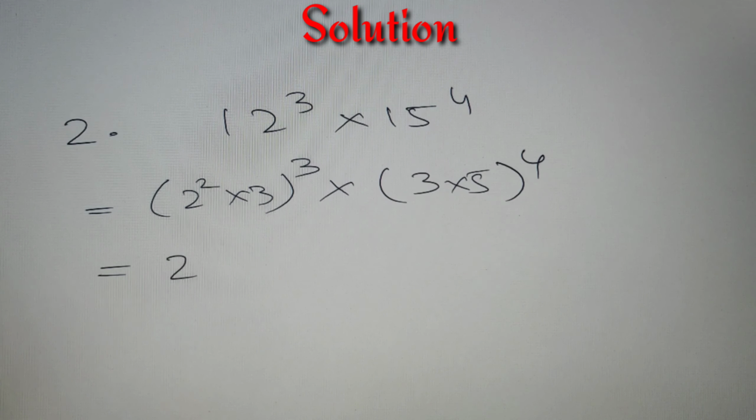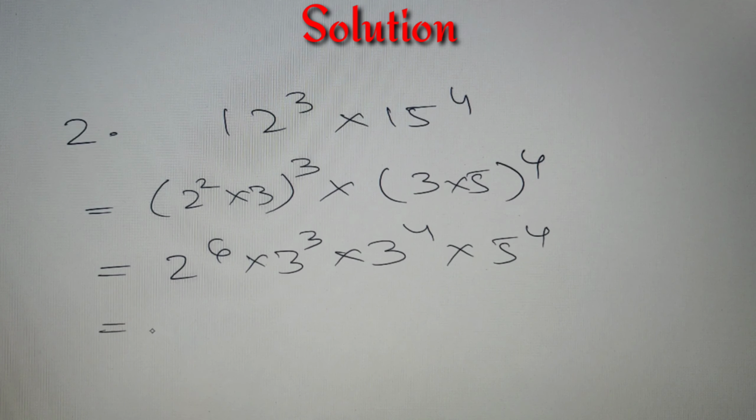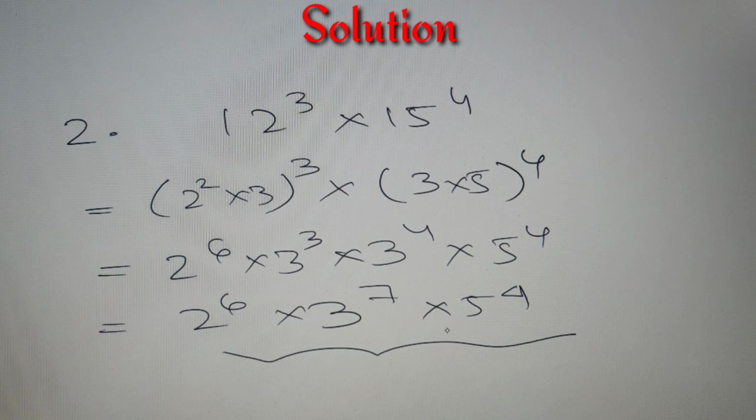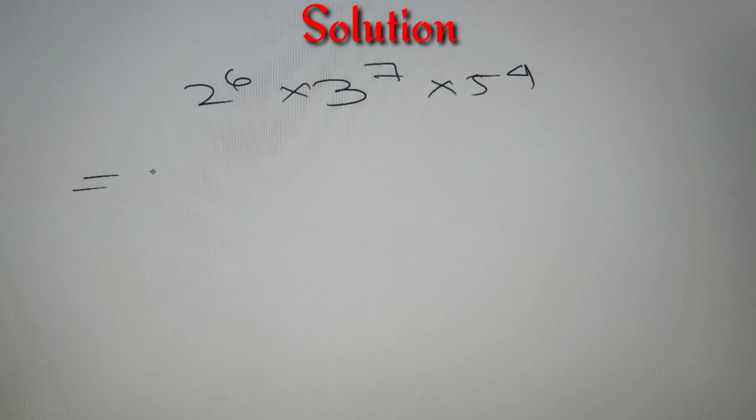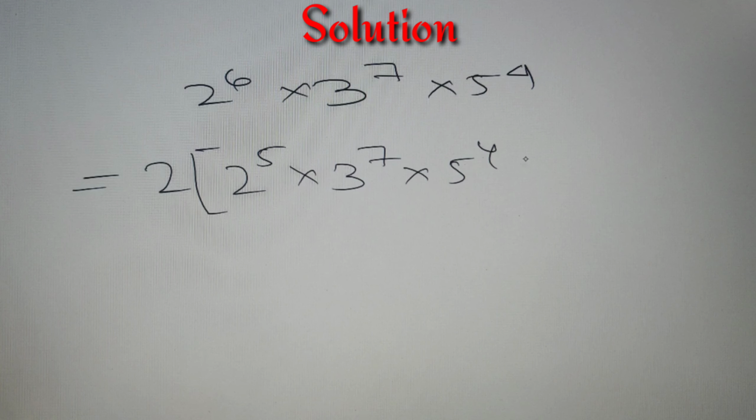We get 2 raised to power 6 into 3 raised to power 3 into 3 raised to power 4 into 5 raised to power 4. Now applying the laws of indices, we'll get 2 raised to power 6 into 3 raised to power 7 into 5 raised to power 4. So we have simply got the prime factorized form of the number, and we just have to apply the formula on it. So according to the formula, we have to take 1, 2 out as common. So we'll get 2 raised to power 5 into 3 raised to power 7 into 5 raised to power 4.